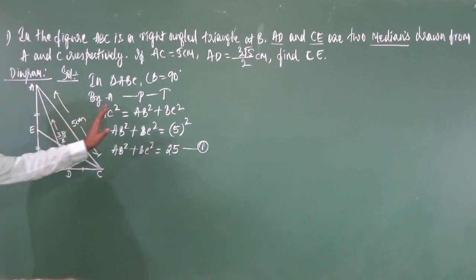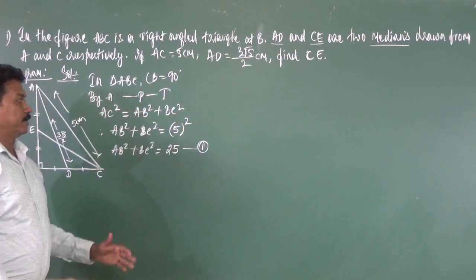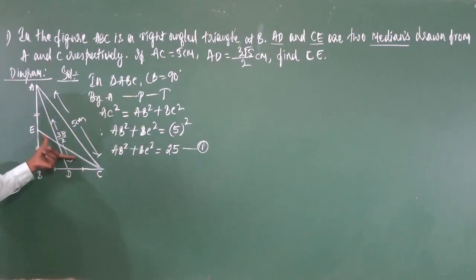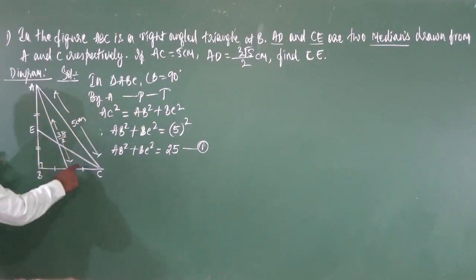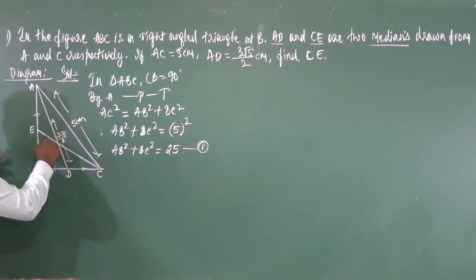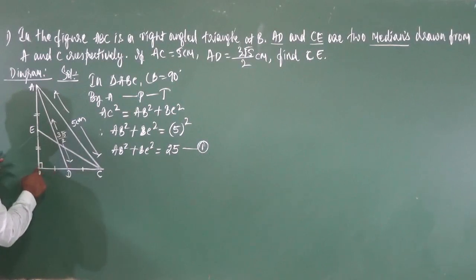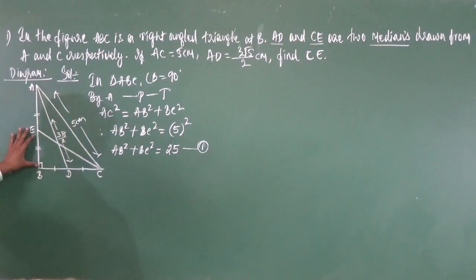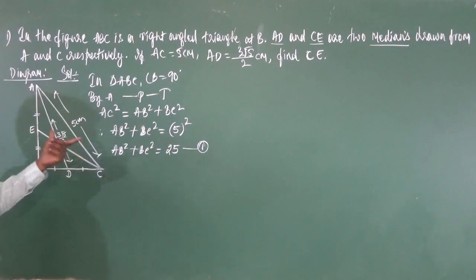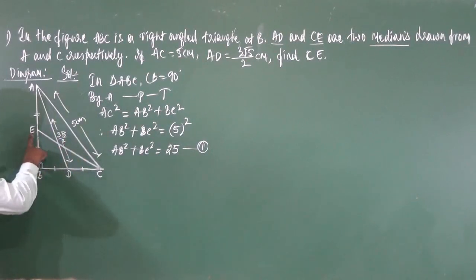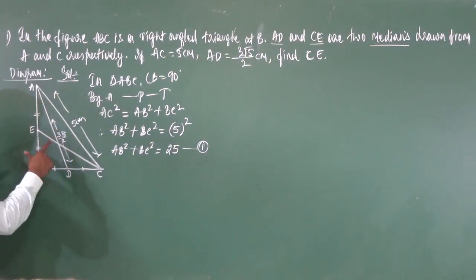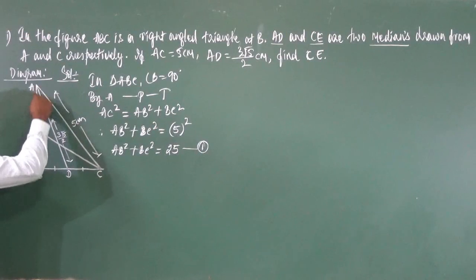Because we have to find the length of CE, and CE is in triangle EBC, if you want to find CE, you should know BE and BC. If you find out BE and BC, then you can easily find out CE by applying Pythagoras theorem. So our target is to find out the length of BE and the length of BC. That's very important. Okay.